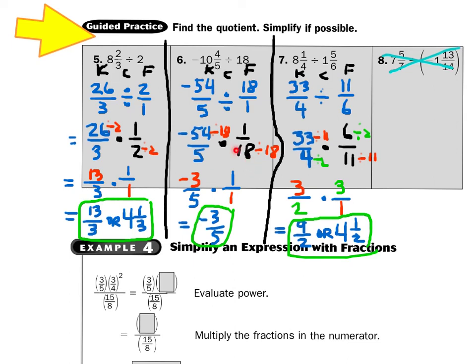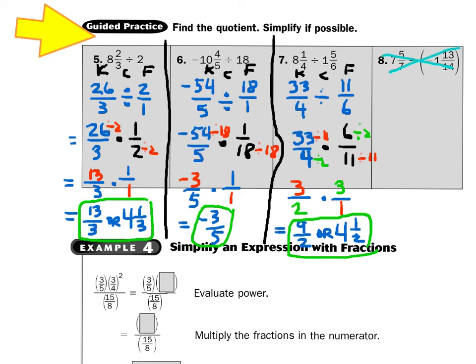And now look across at the negative 54 and 18. 18 is the greatest common factor, so divide both by 18. Negative 54 divided by 18 gives me negative 3. Bring the 5 down, bring the times symbol down, bring the 1 on top down, and then 18 divided by 18 is 1. And now multiply across. Negative 3 times 1 is negative 3. 5 times 1 is 5. And box your answer.